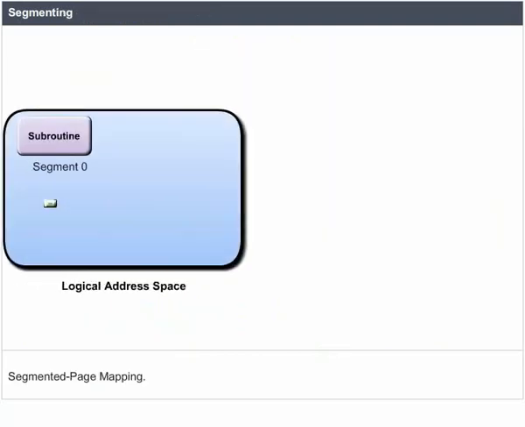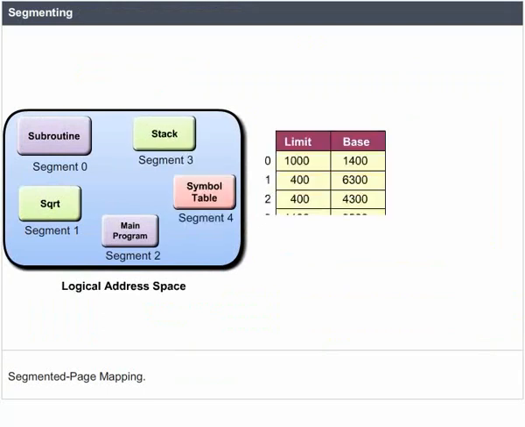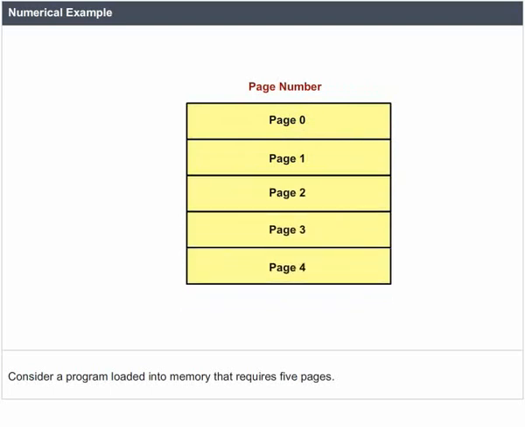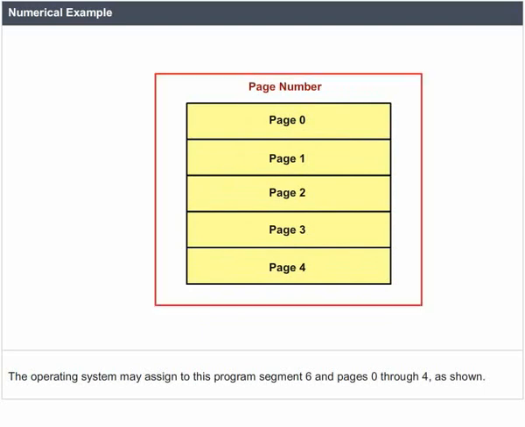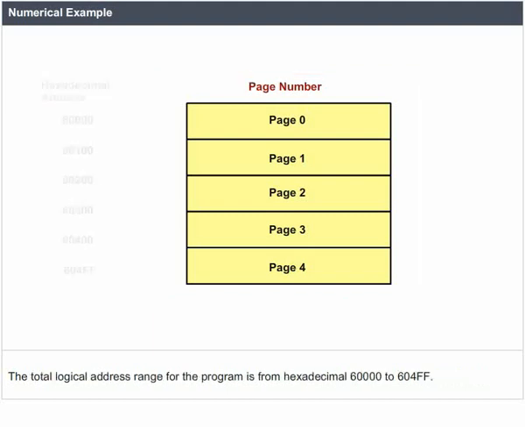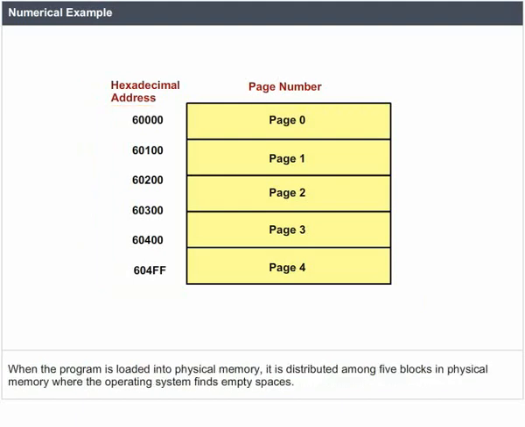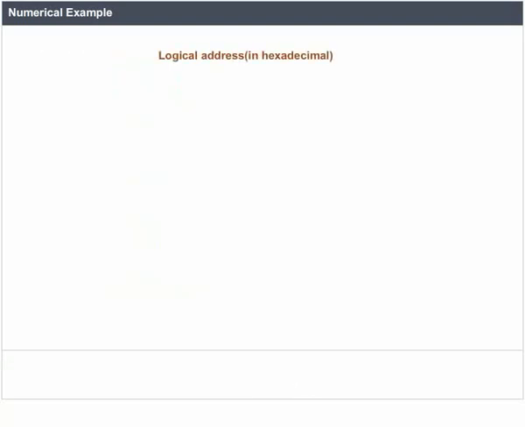Segmenting. Segmented page mapping. Numerical example. Consider a program loaded into memory that requires 5 pages. The operating system may assign to this program segment 6 and pages 0 through 4 as shown. The total logical address range for the program is from hexadecimal 60000 to 604FF. When the program is loaded into physical memory, it is distributed among 5 blocks in physical memory where the operating system finds empty spaces.